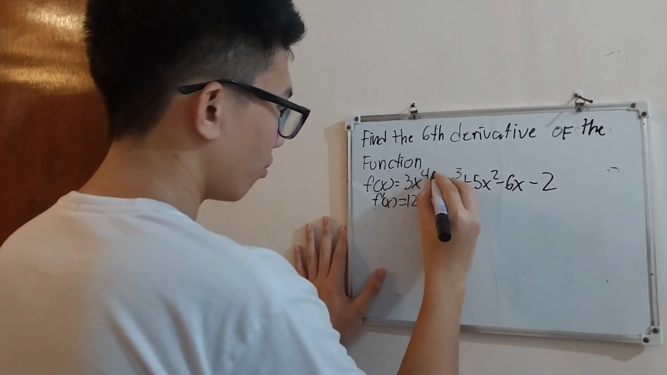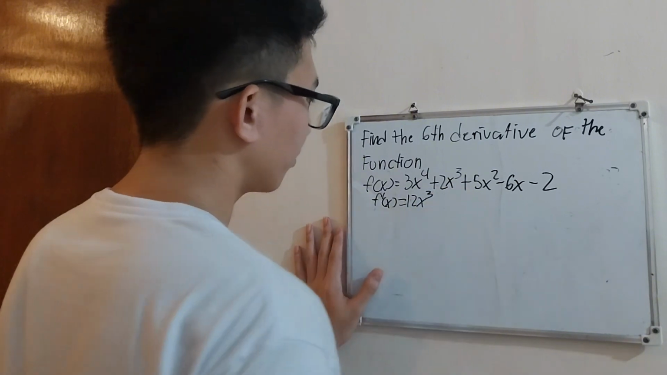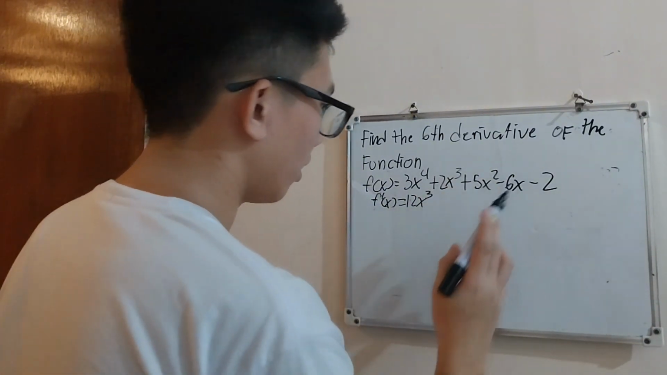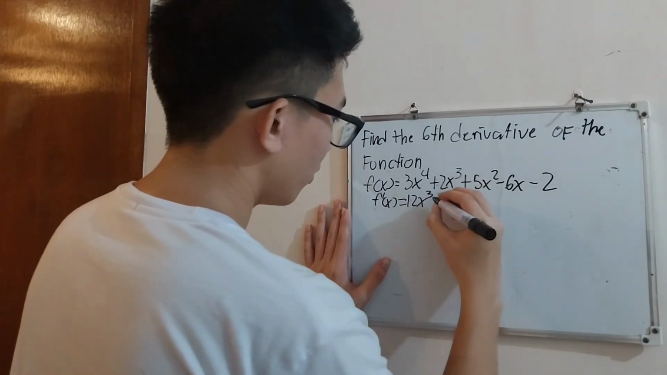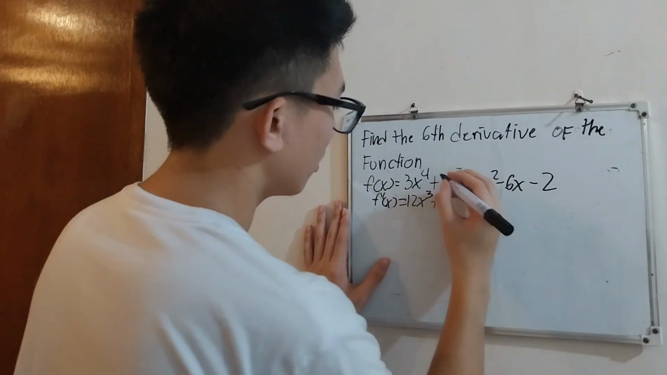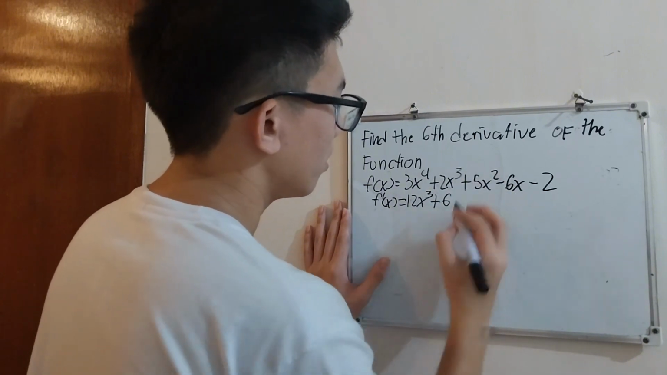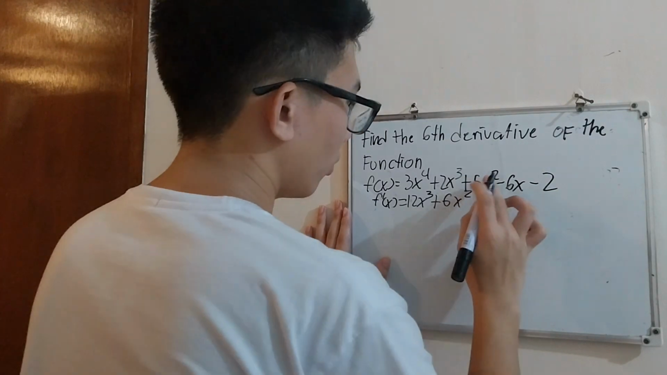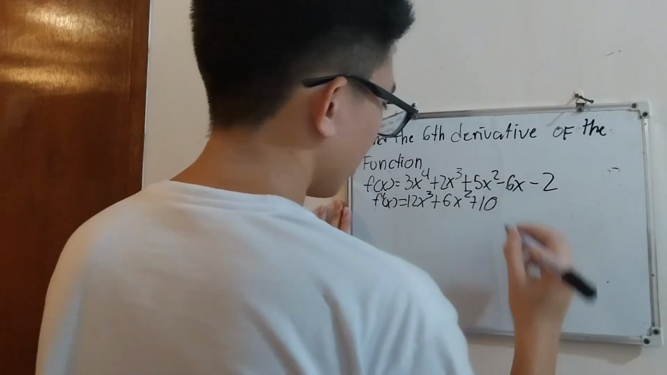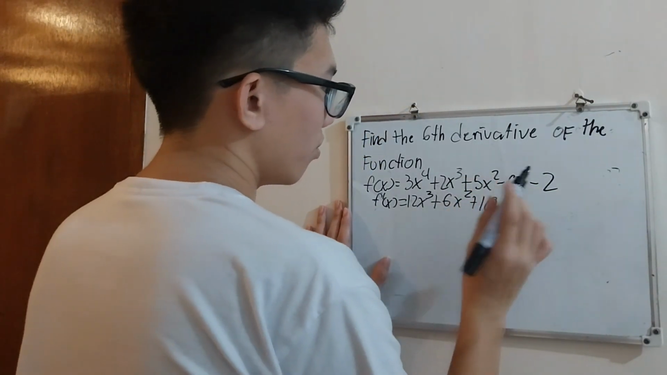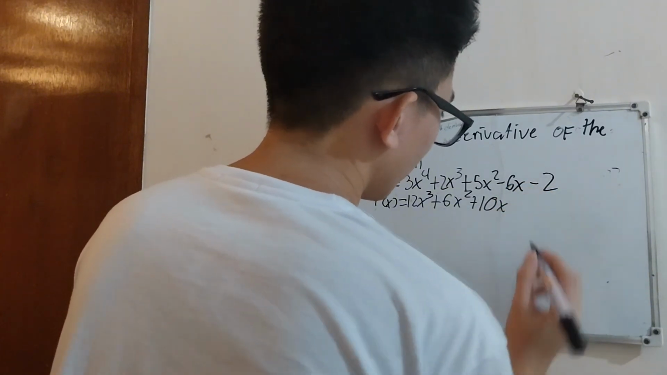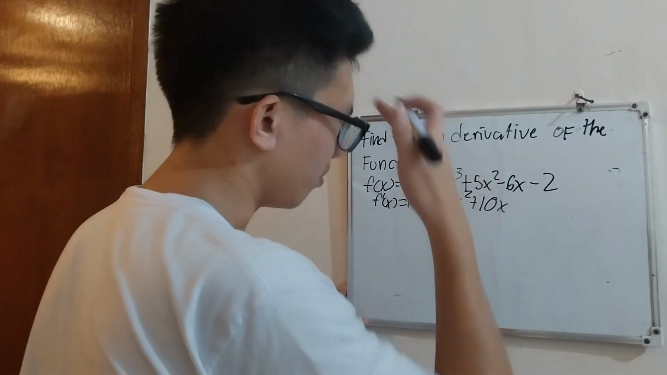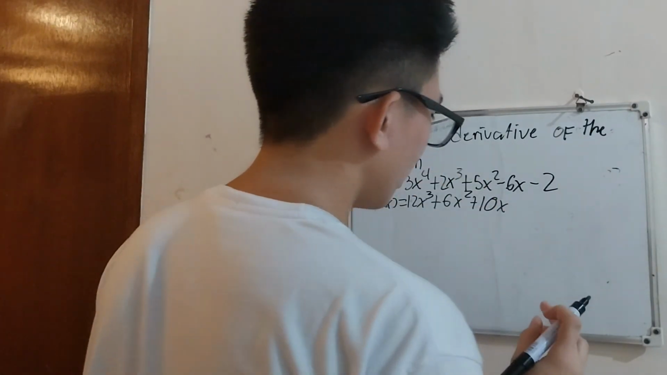4 minus 1 is equal to 3. We do the same thing to the rest. 3 times 2, which is 6. 3 minus 1 is equal to 2. And then 2 times 5 is equal to 10. 2 minus 1 is equal to just x, since there is an invisible 1 in the x.